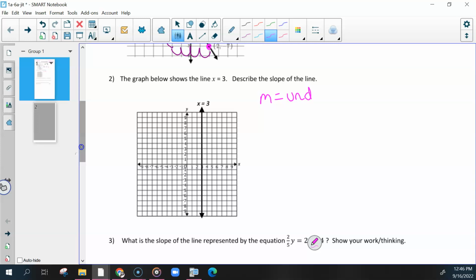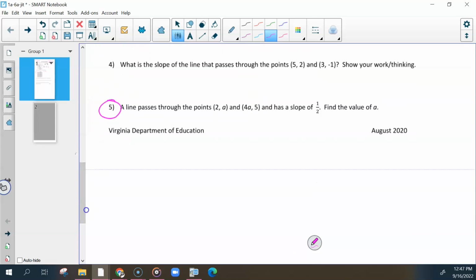Questions on anything else on the quick check? Any other questions you want to see or go over on the quick check? Five. Any others? So 5 is way more complex than I wanted it to be, which is why I didn't say you had to do 5, but it tells us our slope is 1/2.